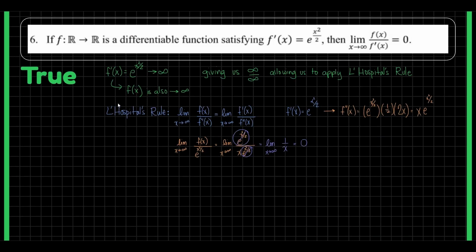Number six is true. You can see f prime here is e to the x squared over 2. That approaches infinity, so its antiderivative is also going to infinity. That gives us the infinity over infinity, which means we can apply this rule. So we're going to take the second derivative, which gives us x e to the x squared over 2, and those cancel out, giving us the limit as x approaches infinity of 1 over x, and that does indeed equal 0. So number 6 is true.